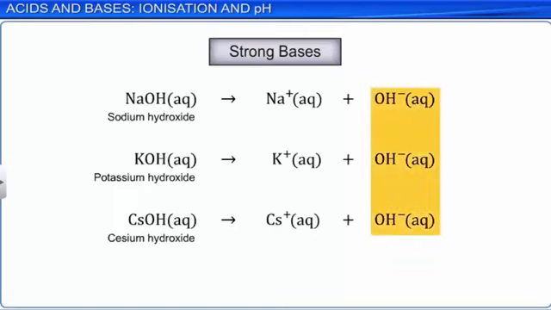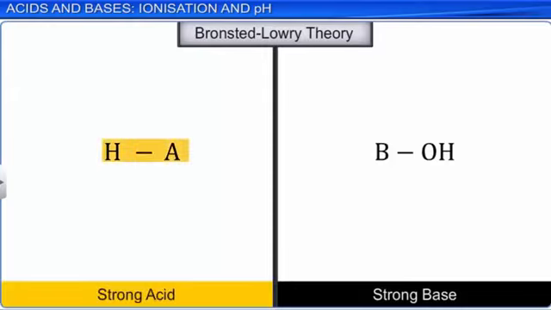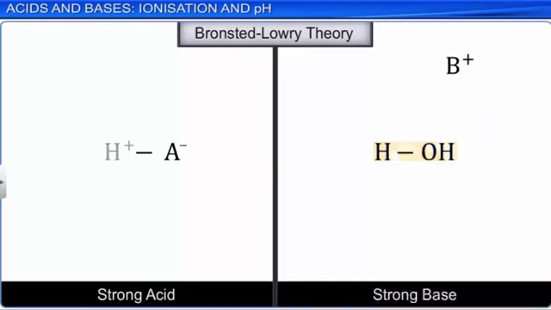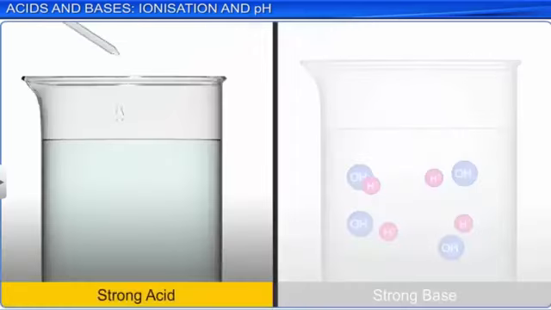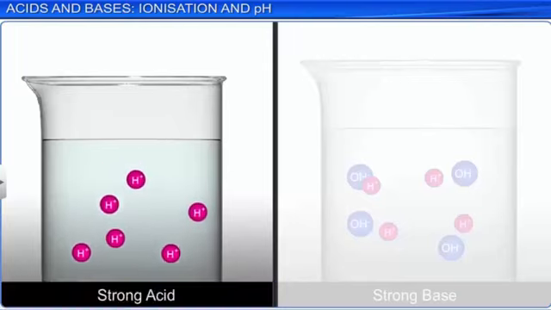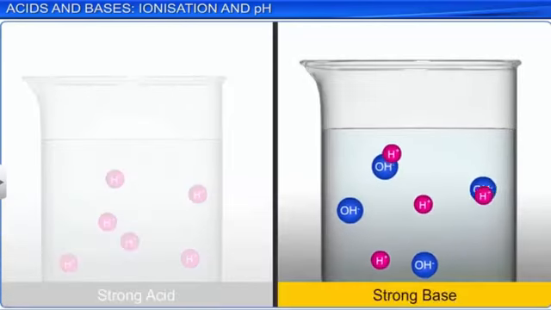In terms of the Bronsted-Lowry theory, a strong acid is one that readily donates the proton, while a strong base is one that readily accepts a proton. The greater the tendency of an acid to donate protons, the stronger it is. Similarly, the higher the tendency of a base to accept protons, the stronger it is.